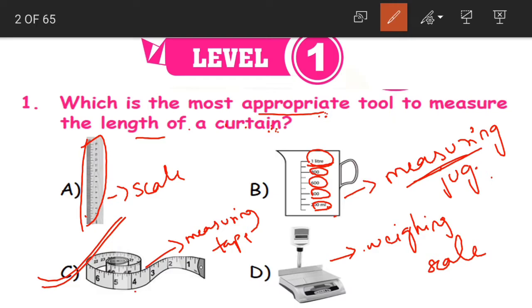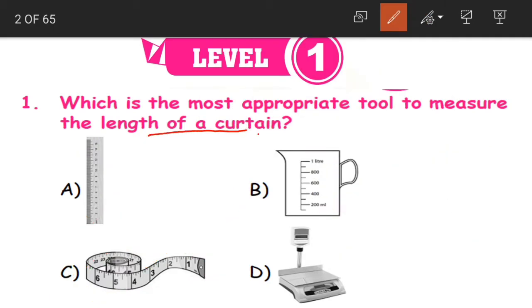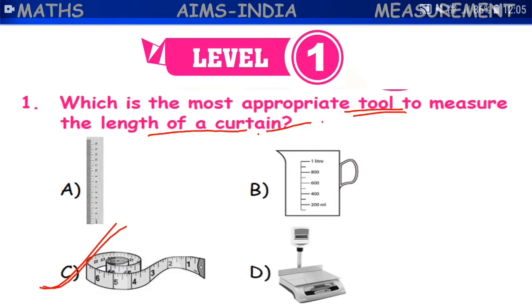Yes, curtain is long in length, right? And also while measuring the length of cloths, we use this measuring tape. If you have ever been to a tailor shop, then you can see that the tailor over there uses a measuring tape like this to measure the length of the cloths and also to take our measurements as well. Okay, so for measuring the length of a curtain or any other cloths, what is the most appropriate tool? Option C, measuring tape would be the most appropriate tool.